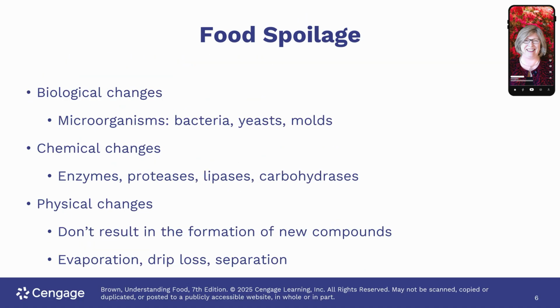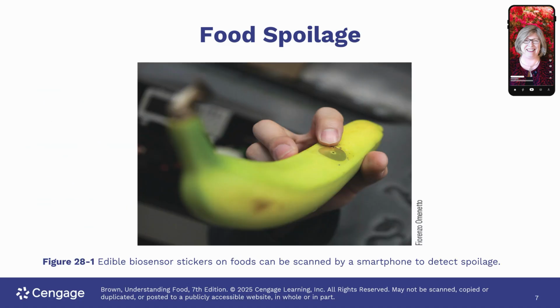Biological changes can be summarized as effects of microorganisms: bacteria, yeast, molds. Chemical changes can be summarized as related to enzymes: proteases, lipases, and carbohydrases. Remember, if it ends in ASE, it's an enzyme. And then physical changes. This doesn't have to do with forming new compounds. This has to do with evaporation, drying out, drip loss, and separation.